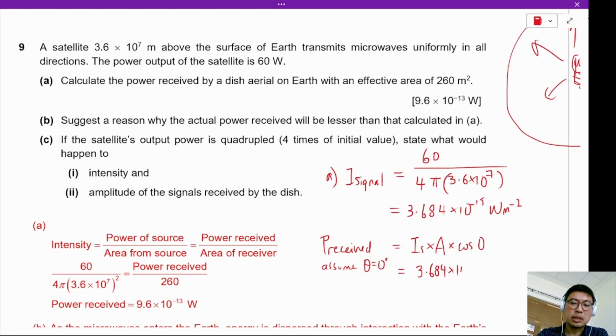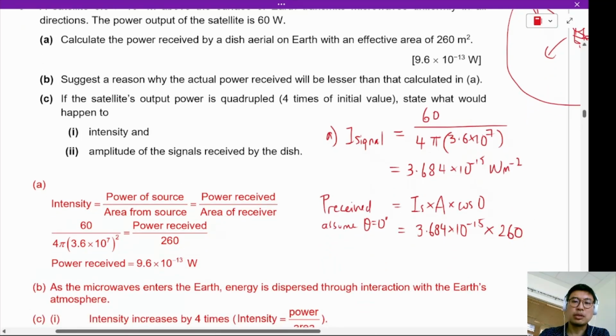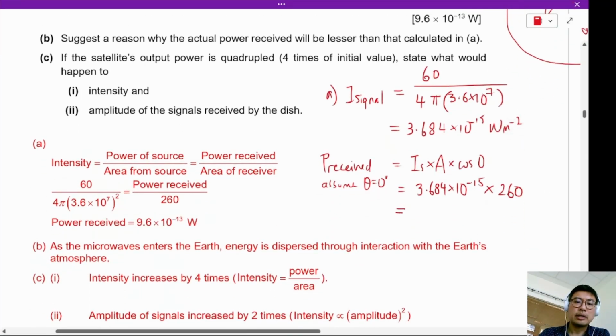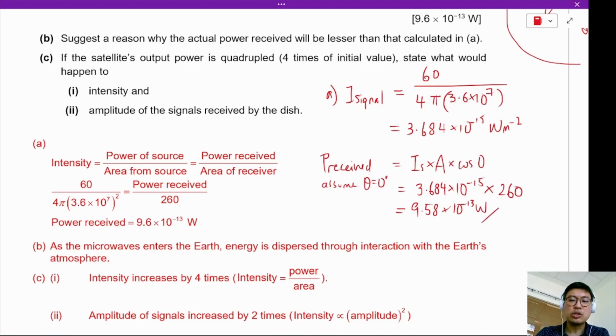3.684 times 10 to the power of minus 15 multiplied by 260. Let me just move this up so that you can see it. That will give me an answer of 9.58 times 10 to the power of minus 13 watts, which is a very small signal, but nowadays with very good computer equipment, you can manage to decode this signal even though it's very weak.